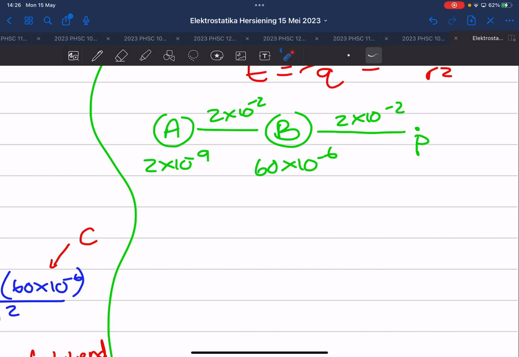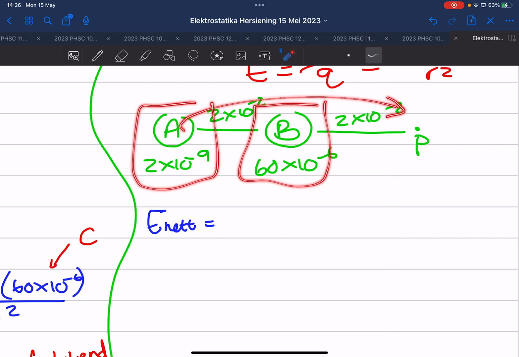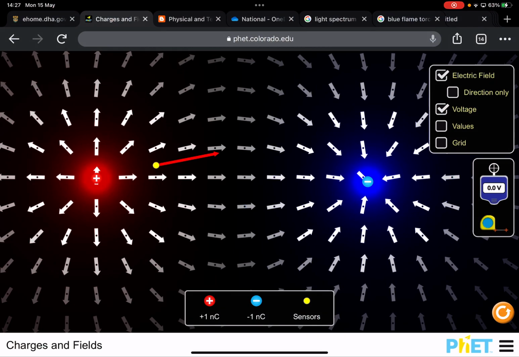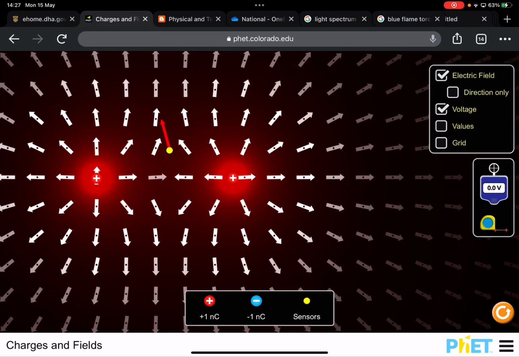Okay, nou vra ek vir jou, what is the net electric field strength, netto elektriese veldsterkte by punt P? So netto elektriese veldsterkte is E netto. Net means the sum of, die som van, goed by mekaar tel. So ek wil weet, what effect does A have on P and what effect does B have on P? Dis die vraag. En ons wil weet, in watter rigting is ons streepie, en hoe groot is ons streepie? How big is that line, that arrow?